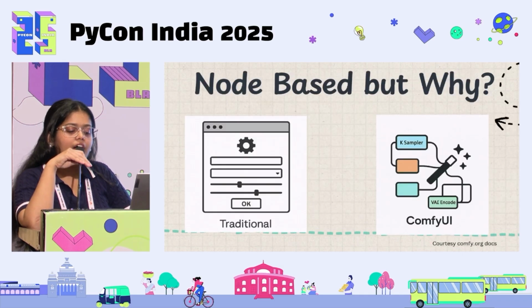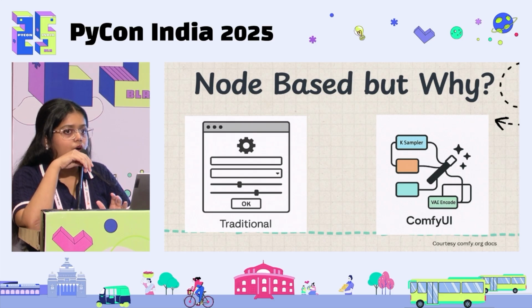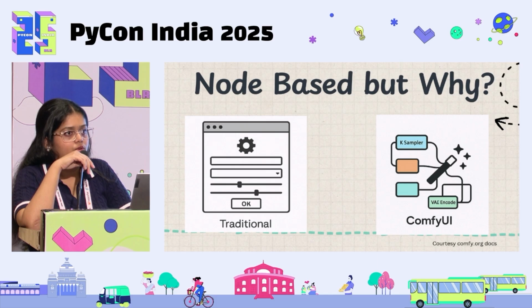Now, you may ask why node based, but you already looked at Automatic 1111 and how the UI looks. It's sort of fixed. You have to deal with what's already built. You can't really build your own things, and it's frustrating for developers because, especially in image generation, you come across use cases for which there are no solutions already available, and then you need to build your own. So ComfyUI comes in there.